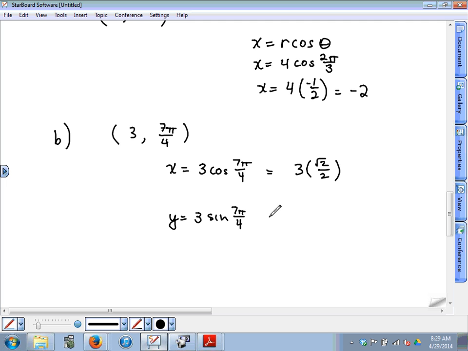square root 2 over 2. Y would be 3 times negative square root 2 over 2. Well, these don't simplify too nicely, do they? Oh well. So we have 3 square roots of 2 over 2, comma, negative 3 square roots of 2 over 2. That what you guys got?